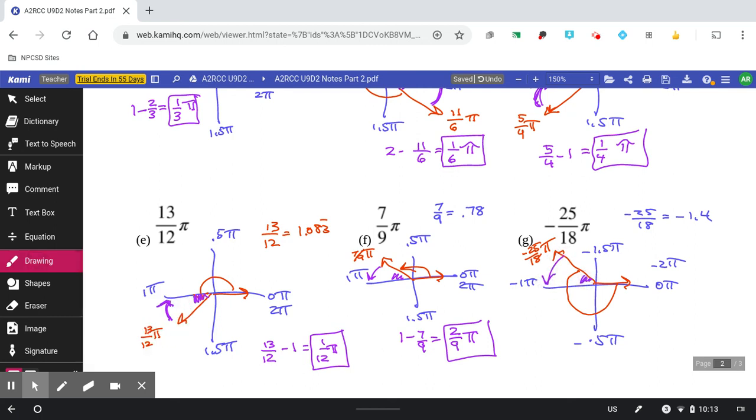And I'm going to go ahead and see how far do I have to go to get that terminal side back to the x-axis to get my reference angle. Now this you have to be careful because these are negatives, but remember we want a positive result. Reference angles are always positive. So I'm just going to ignore the negatives for now, and I'm going to do 25/18 minus 1. And that would give me 7/18 pi. And that would be my reference angle. So it's important to remember reference angles are always positive, acute angles.